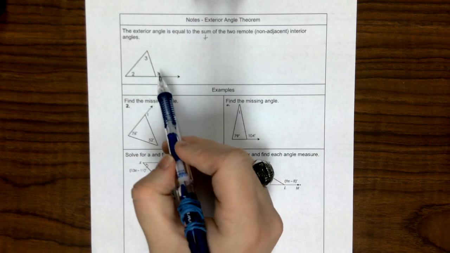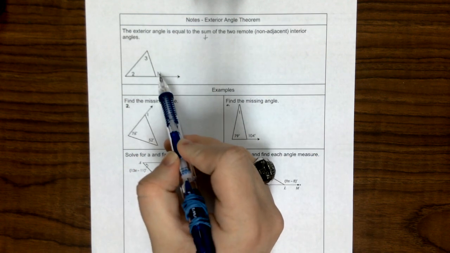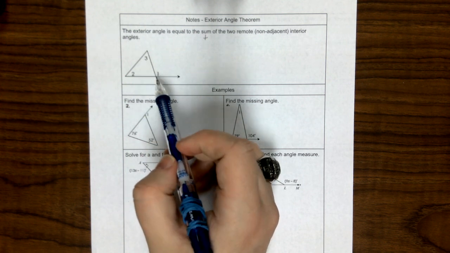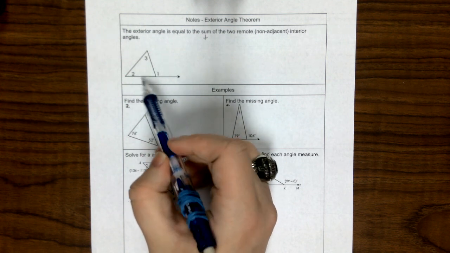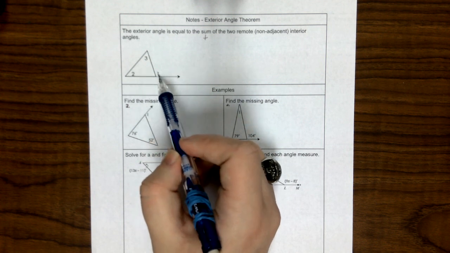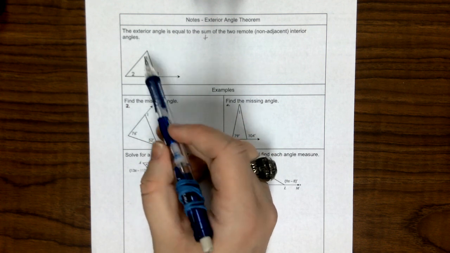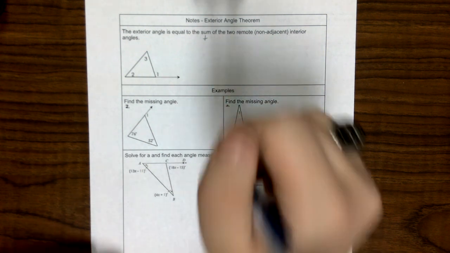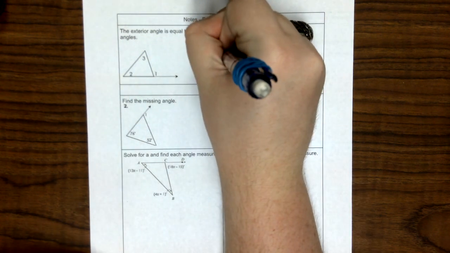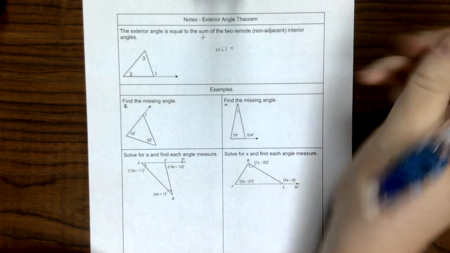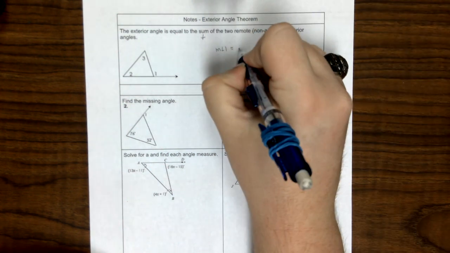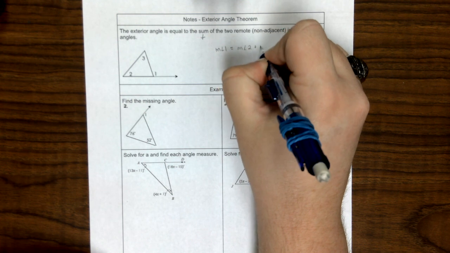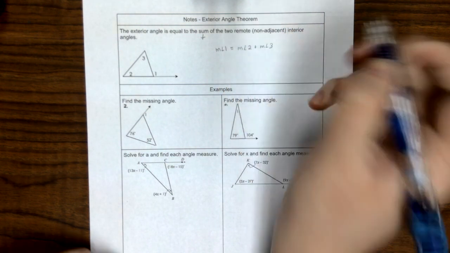So in other words, angle 1 is our exterior angle. And then 2 and 3 would be those remote interiors. They're basically in the opposite corners from where the exterior is at, okay? Opposite corners. You add the opposite corners up, it's supposed to equal the one outside. So the measure of angle 1 is supposed to be the measure of angle 2 plus the measure of angle 3.